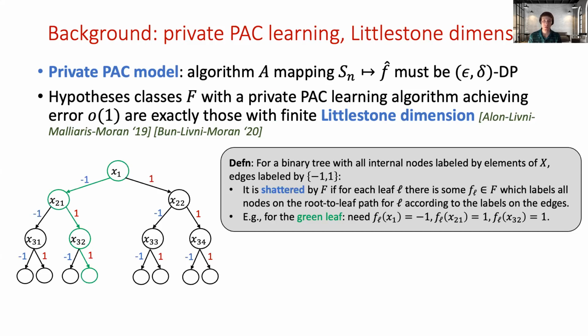Now Littlestone dimension will play an important role in this talk, so I'll next define it. To do so, I have to make a couple of definitions beforehand. So let's consider a binary tree, all of whose internal nodes are labeled by elements of the feature space X, and whose edges are labeled by -1 and 1. We say that such a tree is shattered by the class F if for each leaf L of the tree, there's some hypothesis F_L in the class which labels each node in the root-to-leaf path for the leaf L according to the label of the edge coming out of each respective node in the path. So for instance, for the green leaf L, we want the hypothesis F_L which maps x1 to -1, x2 to 1, and x3 to 1.